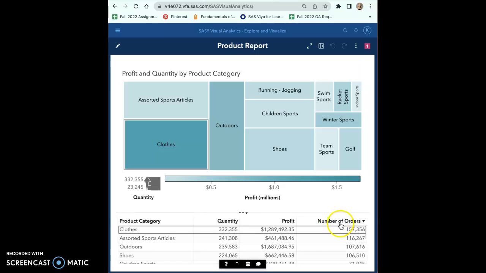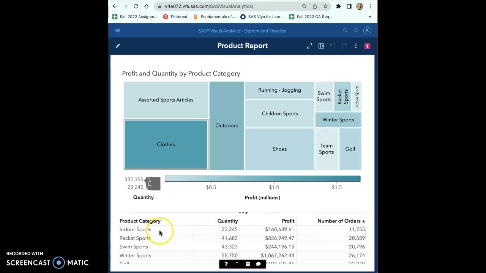So we're going to click ascending order up here and see that indoor sports product category has the lowest number of orders. And to find profit, we are also going to click ascending order, and then we can see that team sports make the lowest profit out of all of these.